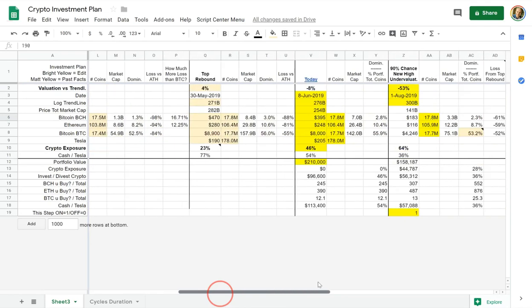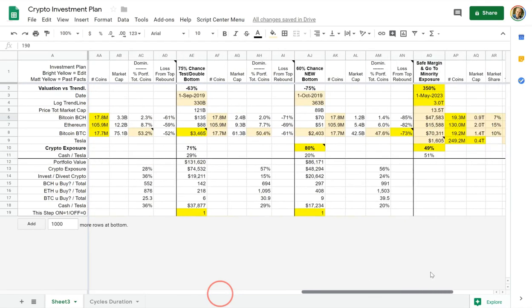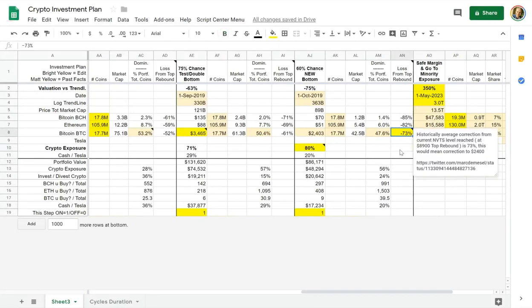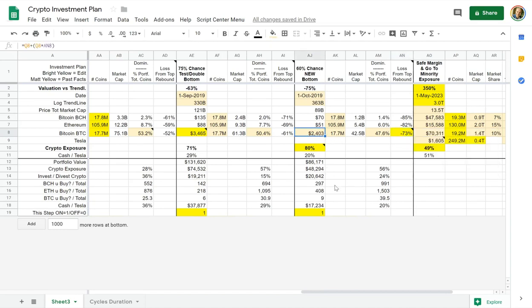And then you also have to set your maximum exposure and at what point. For me, my maximum exposure is 80%, but you can set that to 100%, for example, if this is not in relation to your total portfolio but in relation to the amount of money you want to invest in crypto. Then you probably want to put that at 100%. And the point where you want to do that, I set at a correction that I estimate to be probable, and that's a minus 73% correction from the top of the rebound, which was 8,900. I think that's most probable to happen, so about $2,400.